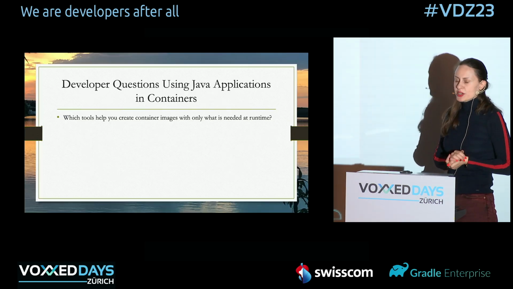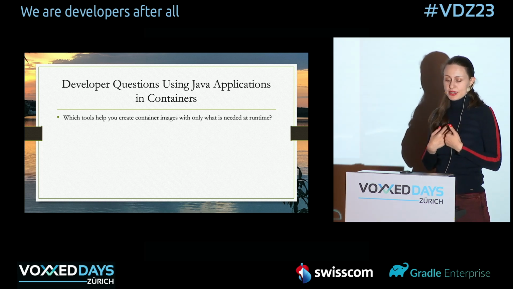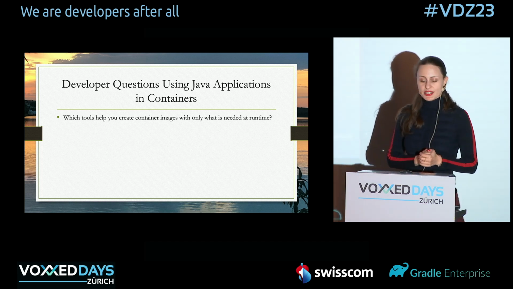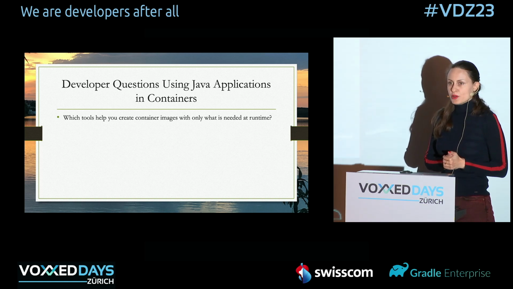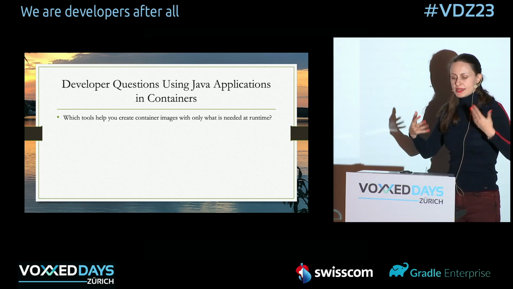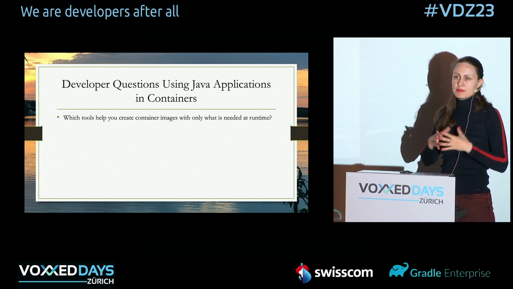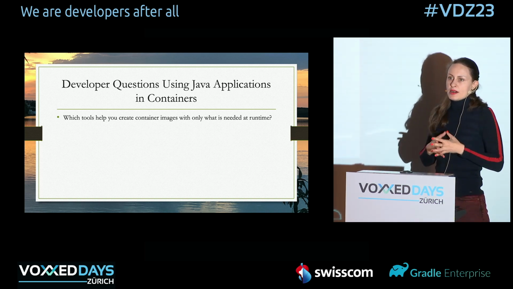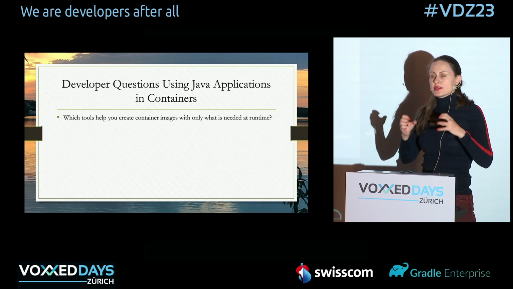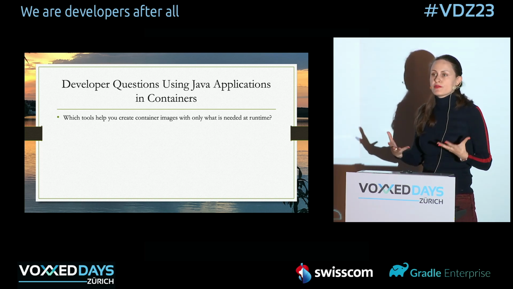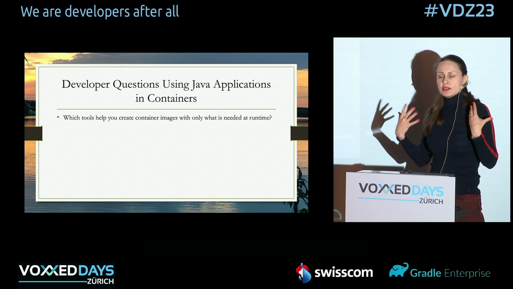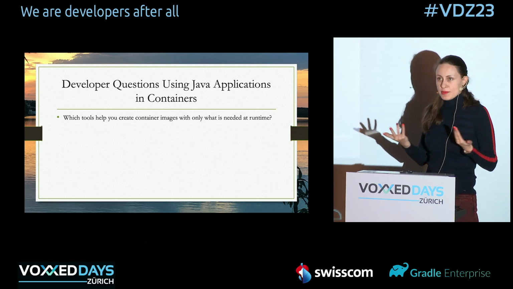So, some questions that developers have, myself included, when running Java applications in containers. First of all, which tools are there to help me make container images with only what is needed at runtime, right? I don't want to make big container images. All the time we aim to make the smallest container images that start very fast and consume as little memory as possible. So that's our aim as developers.